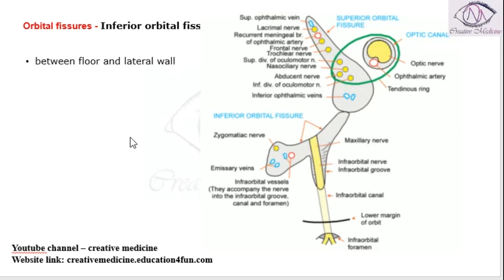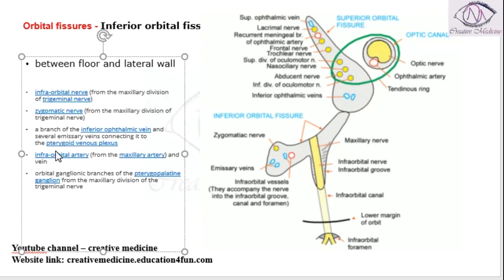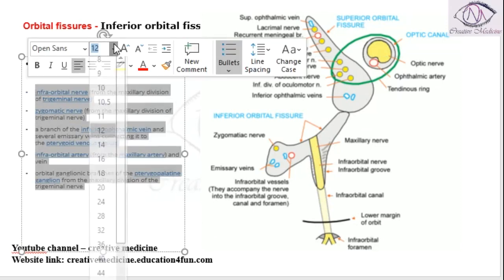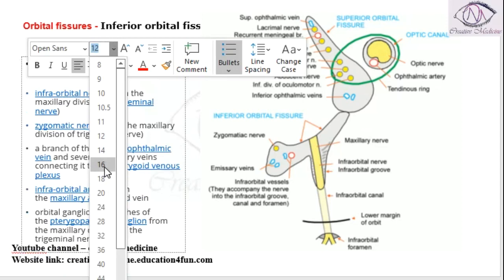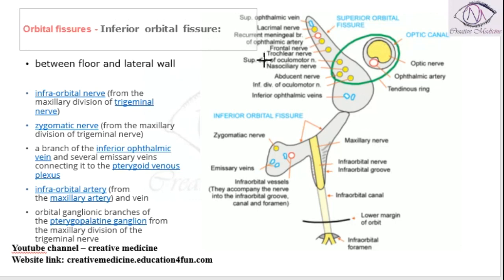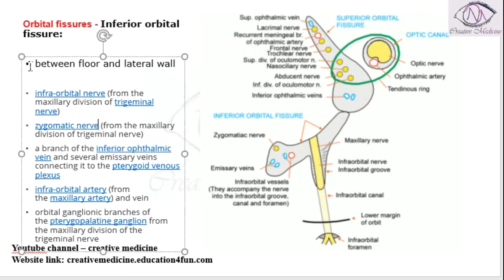This fissure will contain the infraorbital nerve. So this is the inferior orbital fissure, present between the floor and the lateral wall of the orbit. It mainly contains the infraorbital nerve.